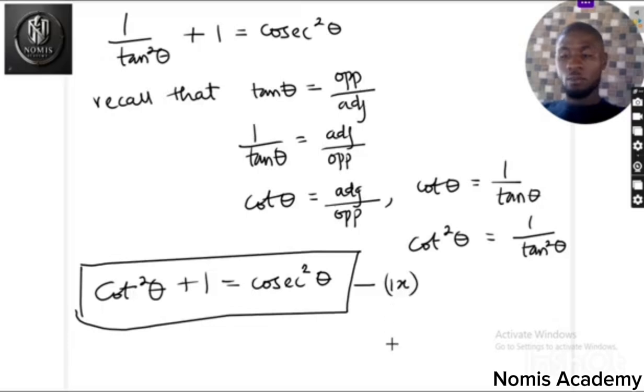Identity number 9. I hope you understood how we derive all these identities one after the other, from simple to what we have on our screen. I believe you understood everything perfectly.